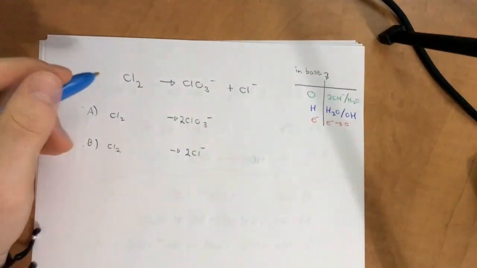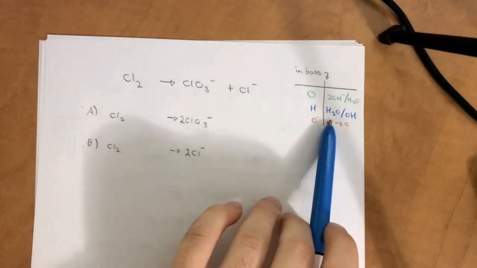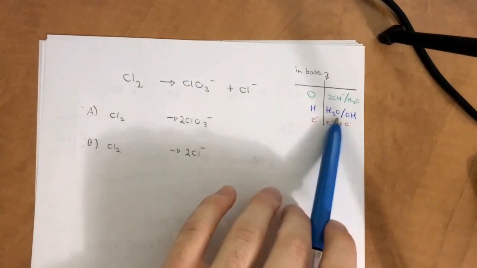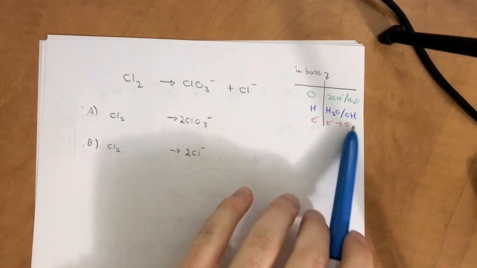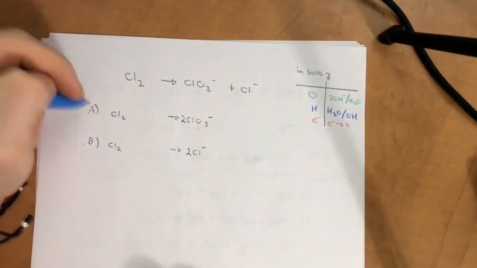So let's go ahead and try it out. The same rule applies for the hydrogen. For every H2O we add to the hydrogen deficient side, we add an OH to the other side. So let's try it with reaction A.